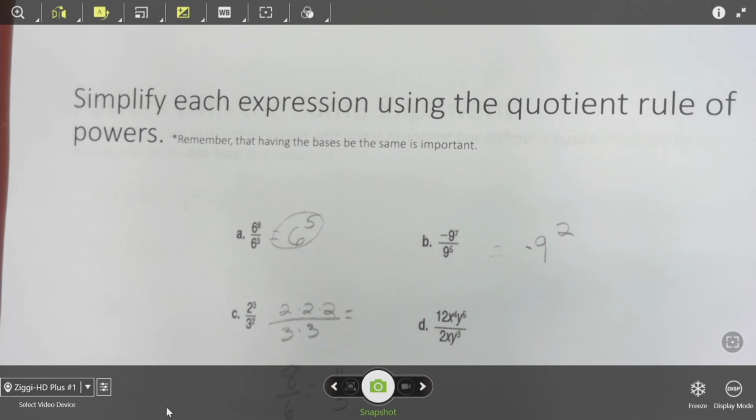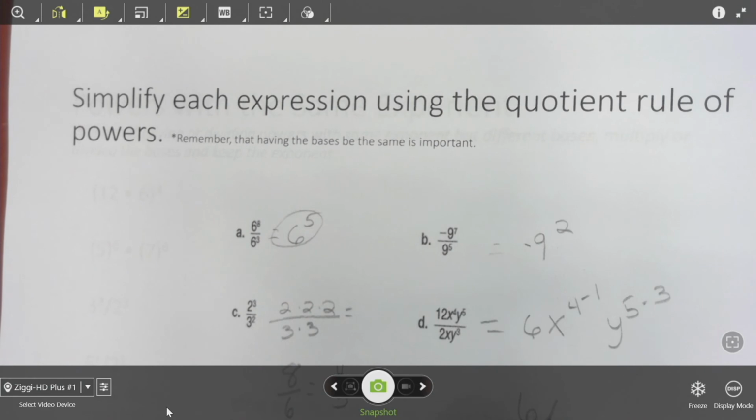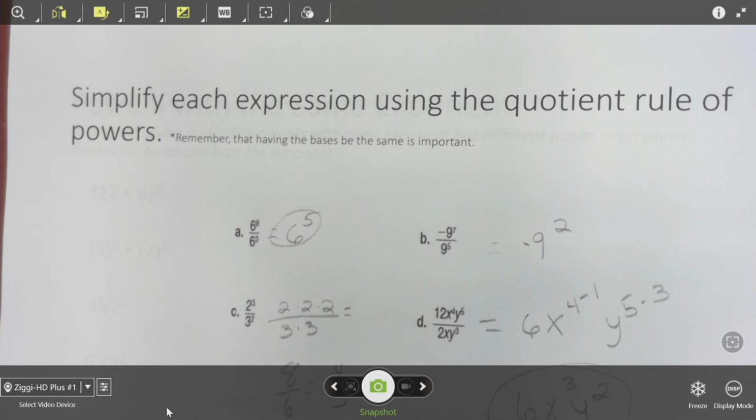Okay. Let's take a look here. Oh, this is a doozy here. Okay. Let's go ahead and just simplify this. We have 12 divided by 2 equals 6. We have x, 4 minus 1, and y, 5 minus 3, gives us 6x to the 3rd, y to the 2nd. Oh, that was a good one, huh? Yeah. Okay. Simplify an expression using the quotient rule of powers.